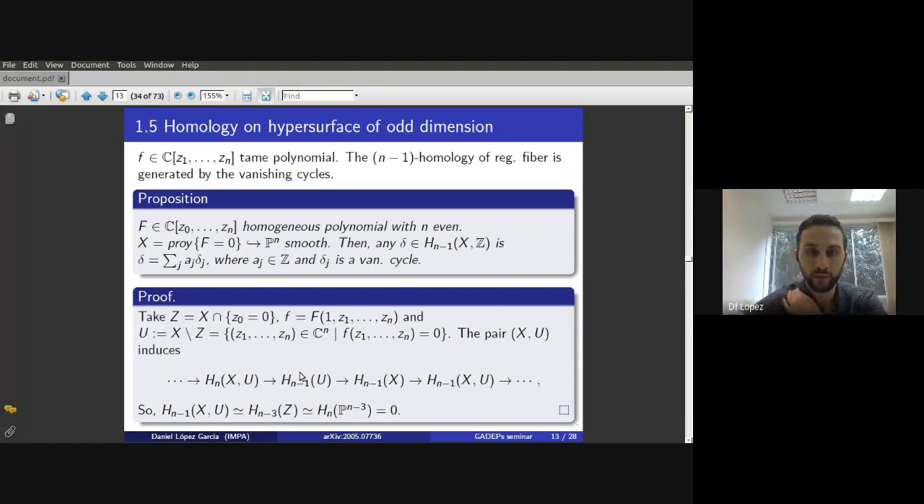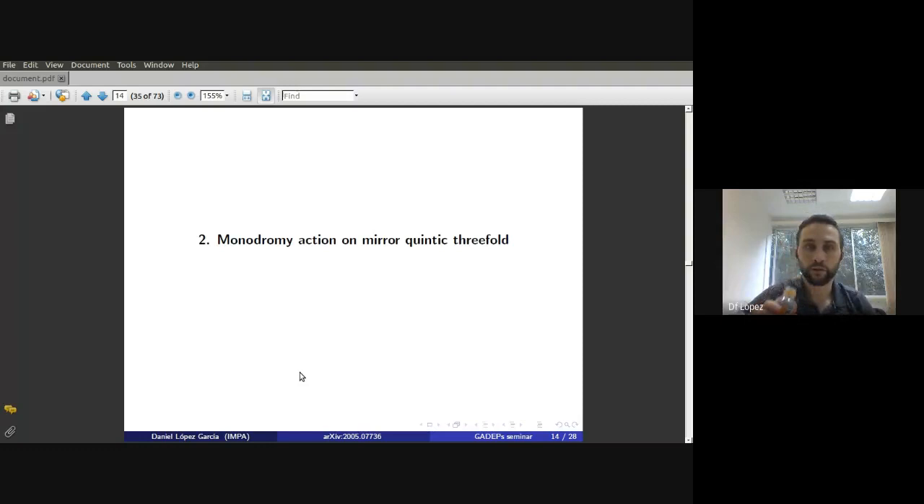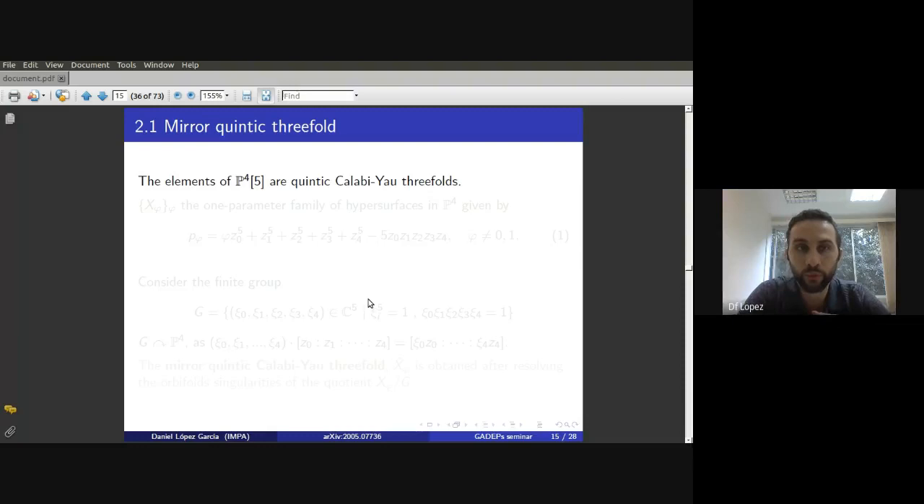So let me continue with the second part. I'm going to talk now about the monodromy action on the mirror quintic. Firstly, I want to define what a mirror quintic threefold is. So we consider hypersurfaces in P^4 given by polynomials of degree 5, and those are quintic Calabi-Yau threefolds.